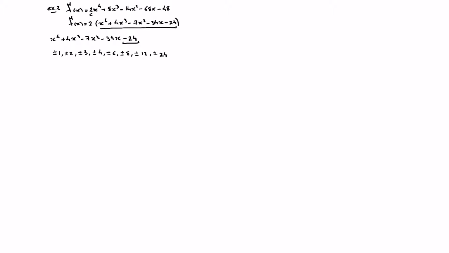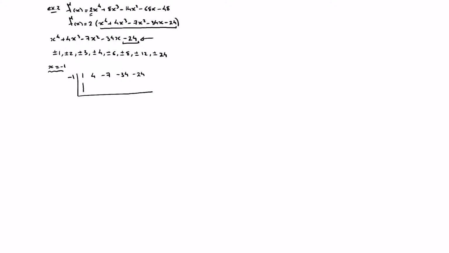So now that we've done that, all we're left to do is to try and see whether or not any of these factors are in fact roots of this polynomial. So let's get started. We'll start with x equals negative 1. So remember, we're working with this polynomial. Its coefficients are 1, 4, negative 7, negative 34, and negative 24. And we're going to evaluate that at x equals negative 1.